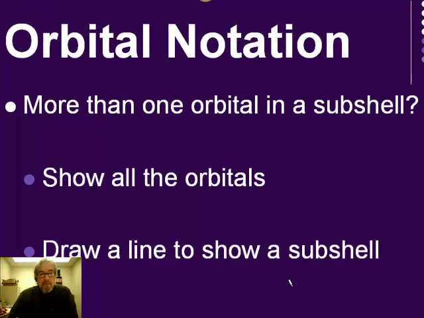Well, next time I'm going to have a p sublevel start showing up here. And when a p sublevel shows up, I have an example of a case where there's more than one orbital in the same subshell. When that happens, I want to show all the orbitals, even the ones that are empty, even if there's no electron in there. And the other thing I want to do is draw a line over them or under them. I typically do it over them to show that they're all in the same subshell, so it keeps things clear.